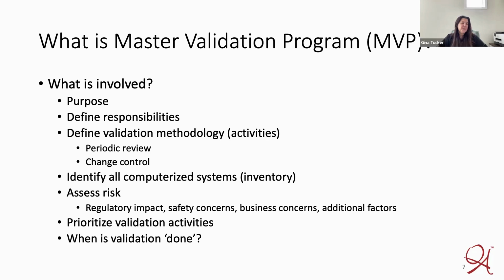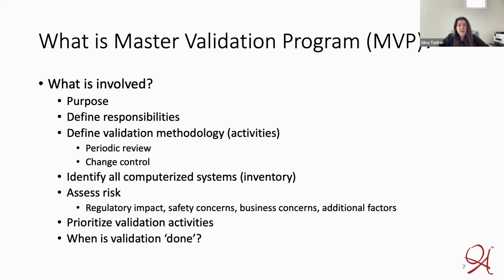The organization's decision-making process, on both an organizational and system-specific level, should be documented. We will want to define validation methods or activities, including things like periodic review and change control. Periodic review simply means a formal process for reviewing your systems to ensure that they are being maintained in a validated state. And change control is simply a means of documenting changes and the associated impacts to a system in a controlled way. We will talk more about both of these items in greater detail in a few slides.